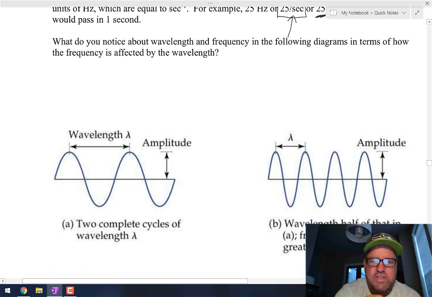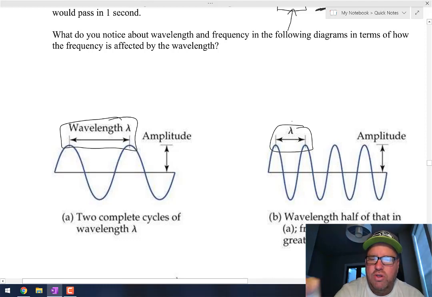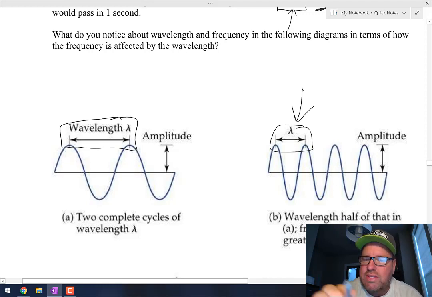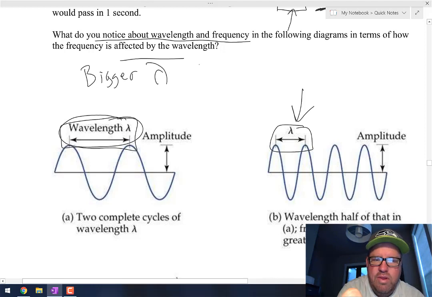So here you can kind of see the wavelength of one wave, and here is one that has a smaller wavelength. What you'll notice is that when the wavelength is smaller here, the frequency, this is the important part, is going to be greater. That's what this question is asking you here. What do you notice about the wavelength and frequency? The bigger the wavelength, the smaller the frequency.